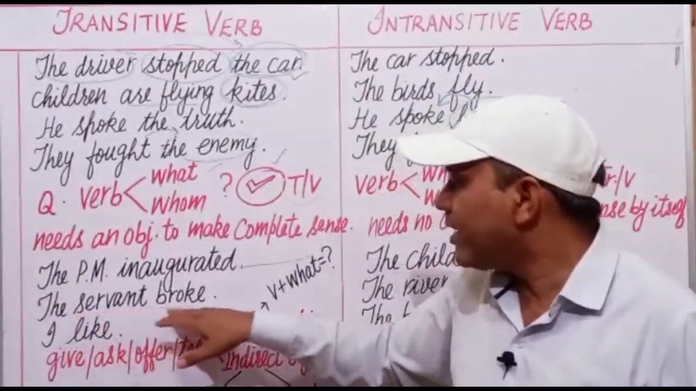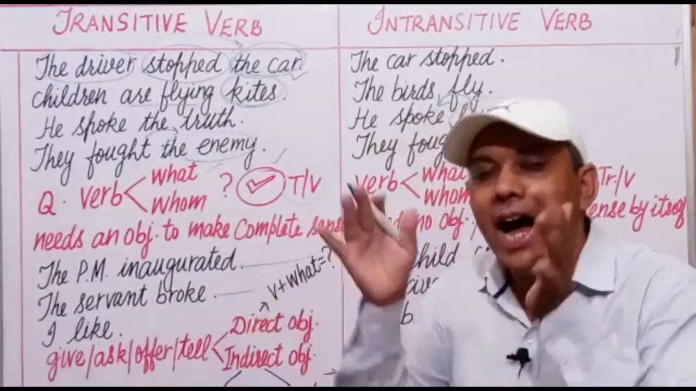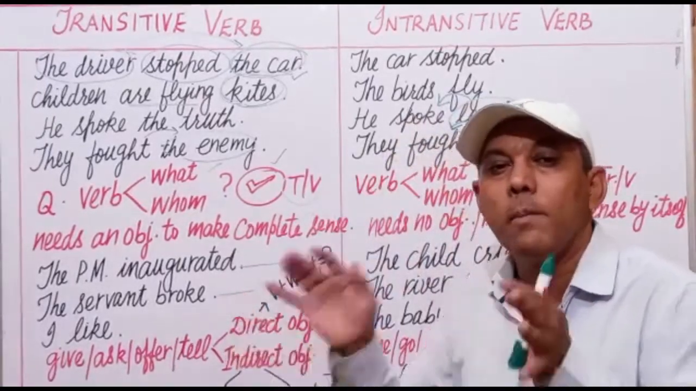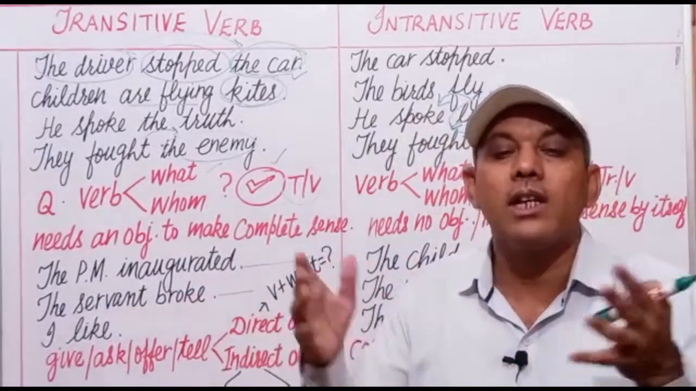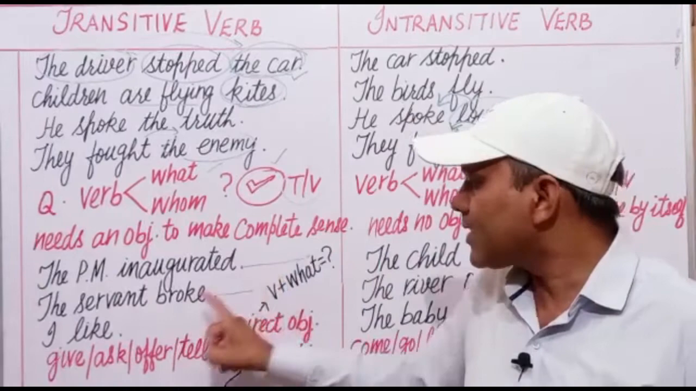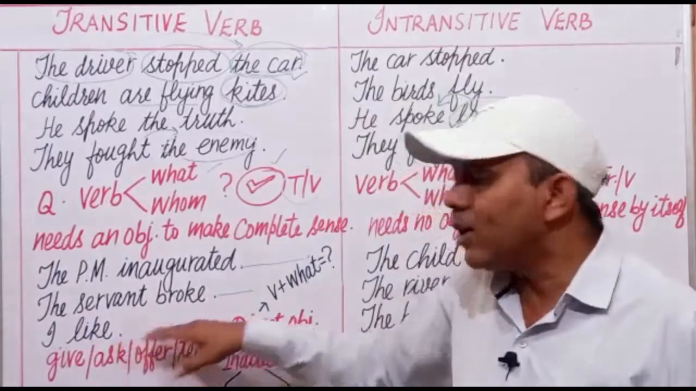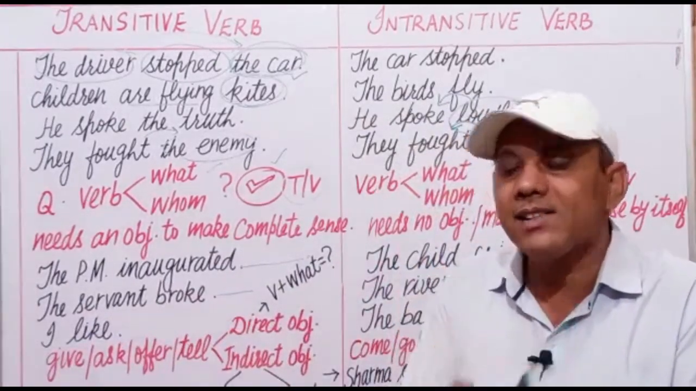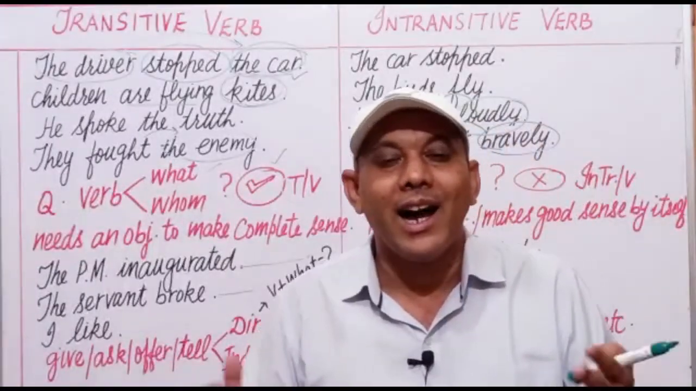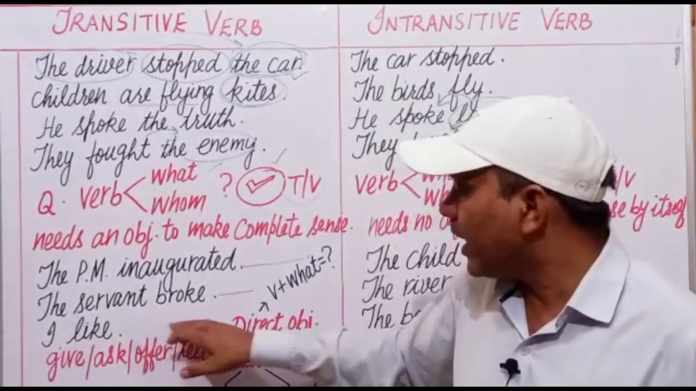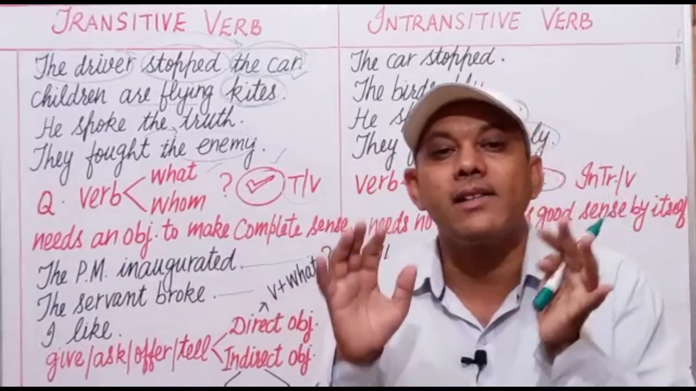Next is the servant broke. The servant broke what? We have no answer. We have to add something as an object to make the complete sense of this sentence. The servant broke the tray, broke the jug, broke the glass. Next is I like. It has no complete meaning. I like what? We have to add something here. I like chocolates. I like pizza. I like fruits. In this way, we have to add an object here to make its complete sense.